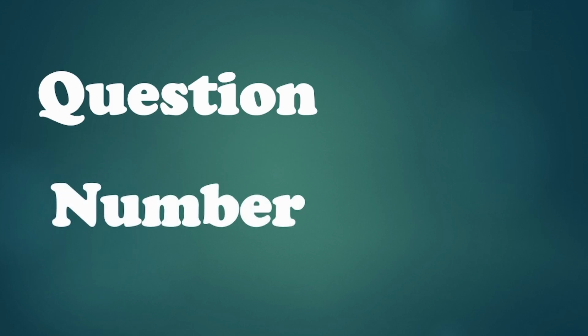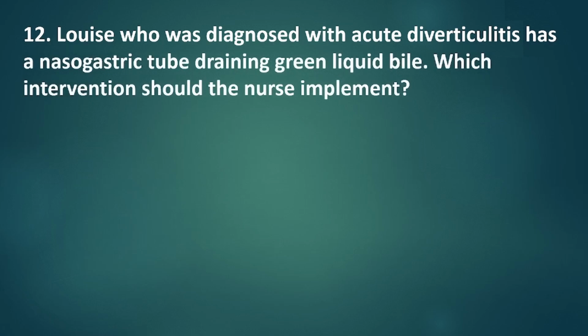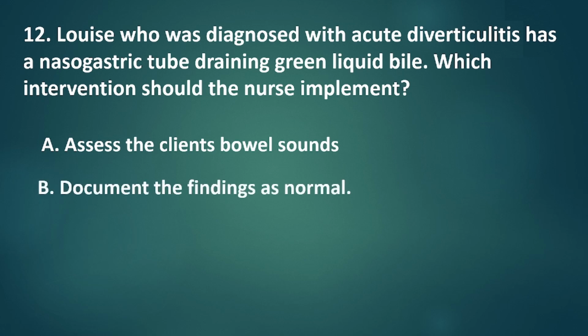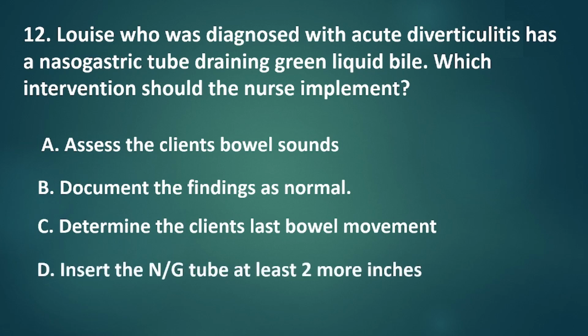Question number 12. Louise, who was diagnosed with acute diverticulitis, has a nasogastric tube draining green liquid bile. Which intervention should the nurse implement? A. Assess the client's bowel sounds. B. Document the findings as normal. C. Determine the client's last bowel movement. D. Insert the nasogastric tube at least 2 more inches.